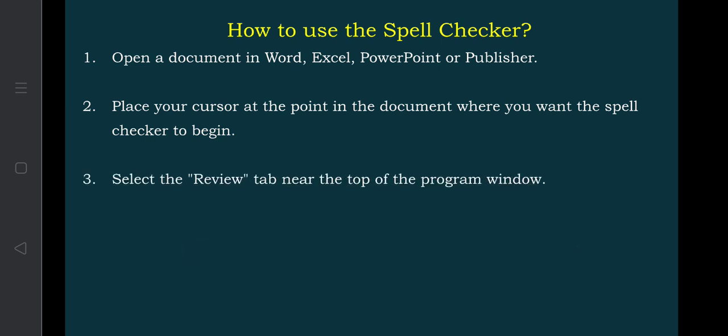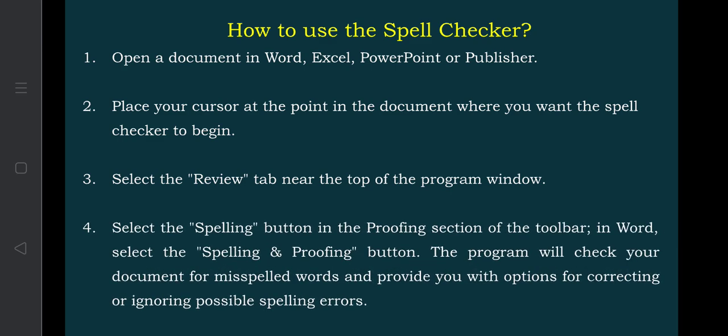Select the review tab near the top of the program window. So you have to click on the review tab. There you will get the option. Select the spelling button in the proofing section of the toolbar in Word. Select the spelling or proofing button.